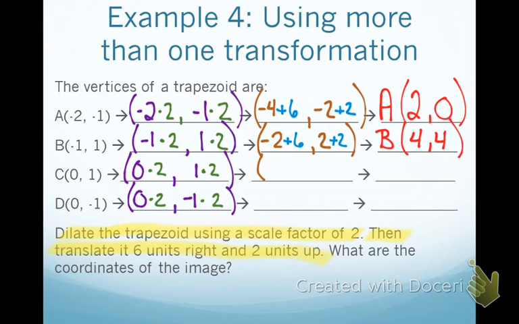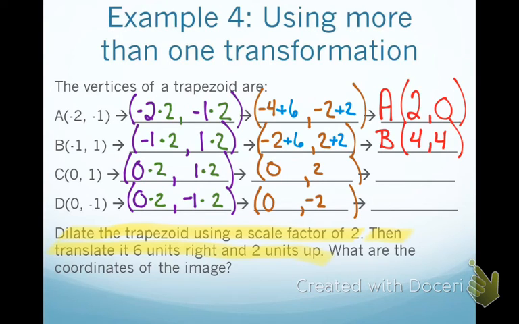And what's 0 times 2? 2. 0. It's okay. It's all right. I do that too. All right, and then 0 times 2 again is going to be 0. Okay. And 1 times 2 is 2. And -1 times 2 is -2.